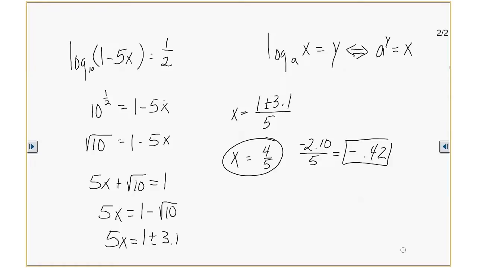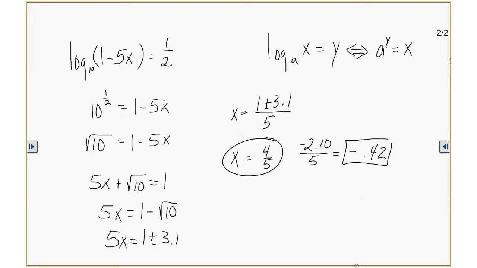And chances are that negative is going to screw you up because you can't take the log of what? Negative. So negative times this is negative 5, or that'd be positive 5, so it might work. So you have to check both of them to make sure you don't get no solution.